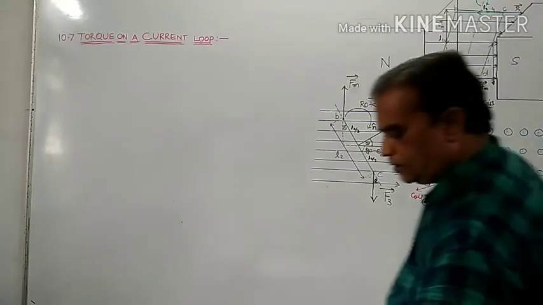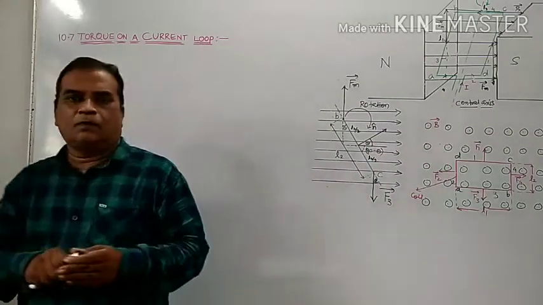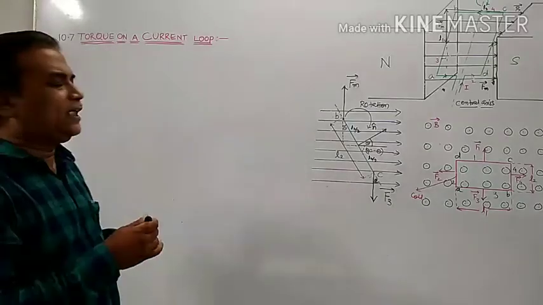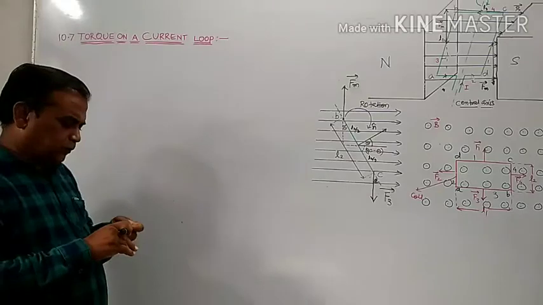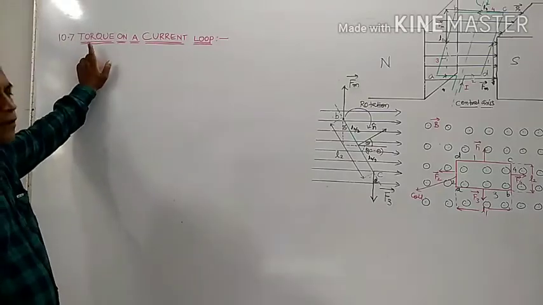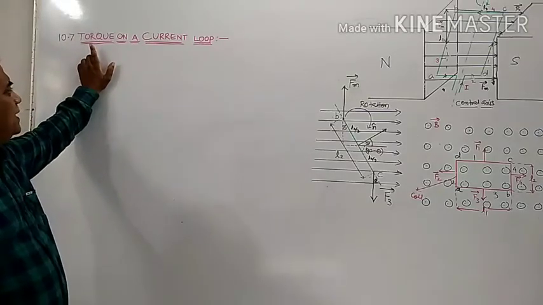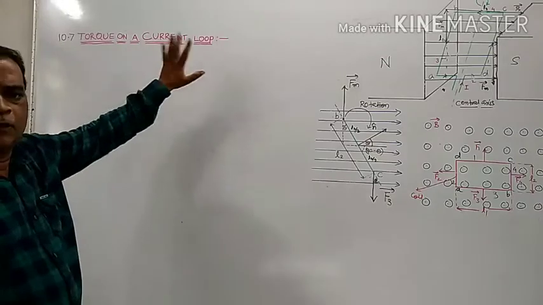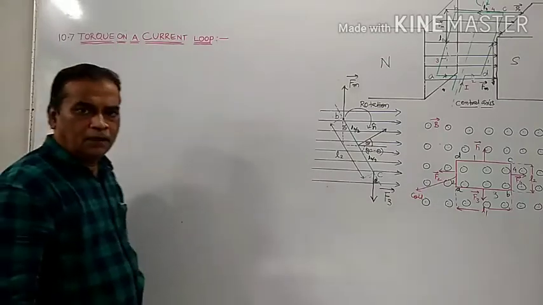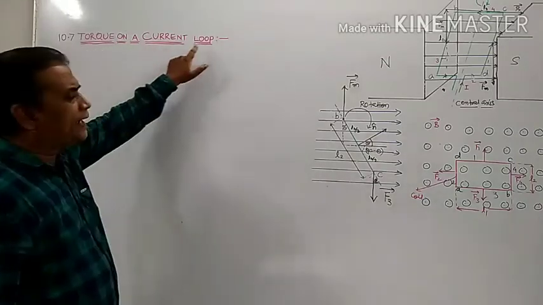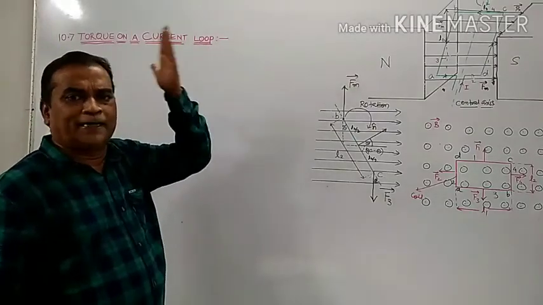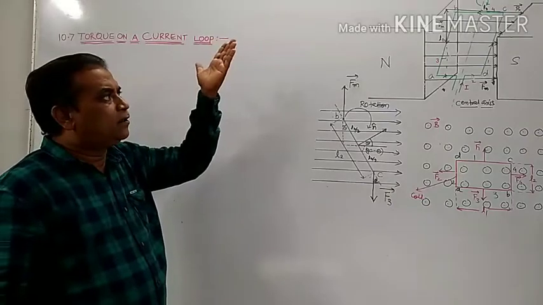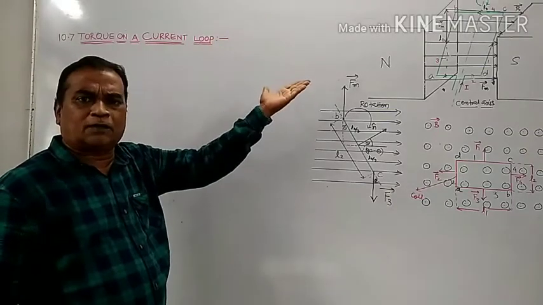So good morning students. Today this is our fourth lecture on magnetic fields due to electric current. In this fourth lecture we will study the torque on a current loop, that is, when any current carrying loop is kept or suspended in a uniform magnetic field, what is the expression for the torque acting on the coil?